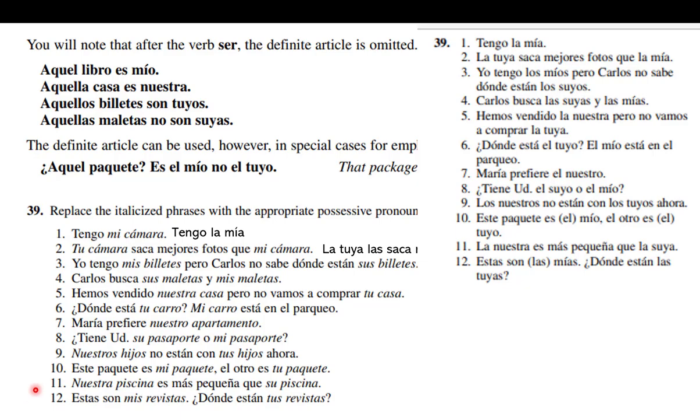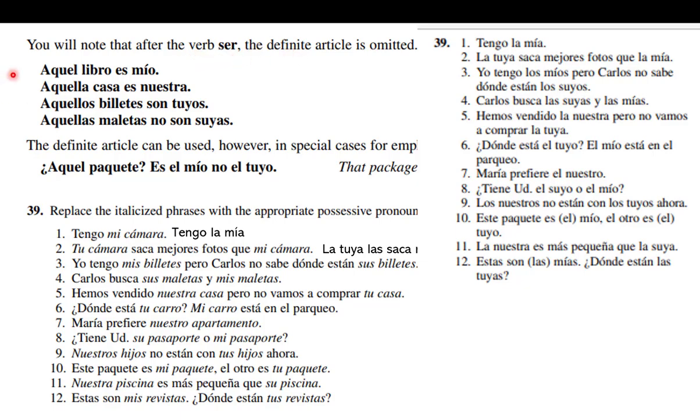Okay. So as I said, I'm not too crazy about you guys using this, but because you're going to hear it in conversation like this, when people don't want to repeat the information or the noun, that's when we use pronouns. So I wanted for you to see it, okay? What you have at the top here is that a lot of the time after the verb ser, the article is omitted.